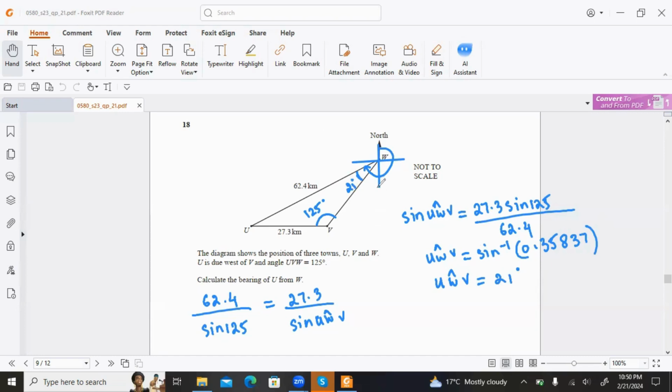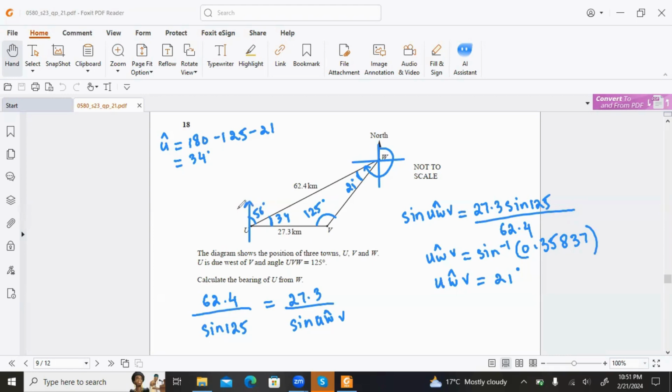And we need this entire thing. So what I'm going to do is find this angle. So angle U is going to be 180 minus 125 minus 21, which is going to give us 34. So if this is 34 and this is a straight line, that means if I draw a line over here, that is going to be 90 minus 34, that's 56.